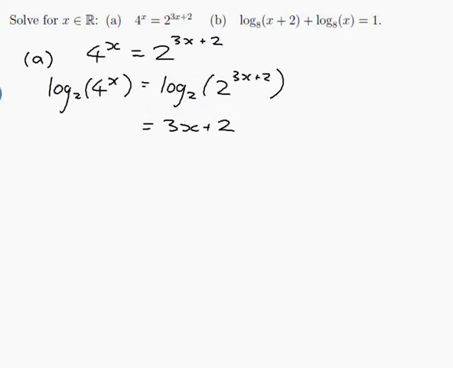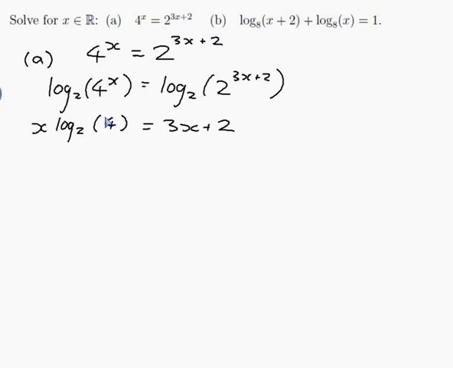And now I just need to know what to do with this over here. The log base 2 and the 4 to the power of are not going to cancel each other out, so I need to use some other law of logs to help me out. And there is a law of logs that says when there's a power inside the log, I can bring it out the front, like that. So this would be equal to x log base 2 of 4. Alright, well now I need to know what to do with this log base 2 of 4.